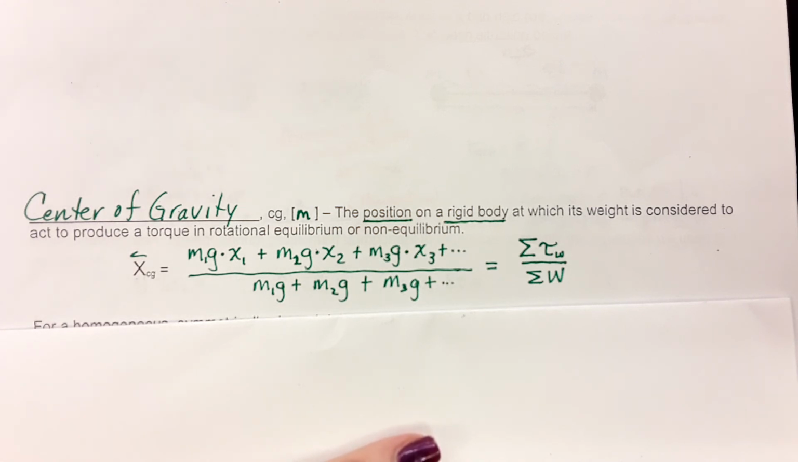Center of gravity is very similar to what we discussed in a previous chapter on center of mass. Center of gravity is the position on a rigid body, and we've been looking at rigid bodies, at which the weight is considered to act to produce a torque. In other words, the line of the weight does not go through the axis of rotation, and it will produce a torque.